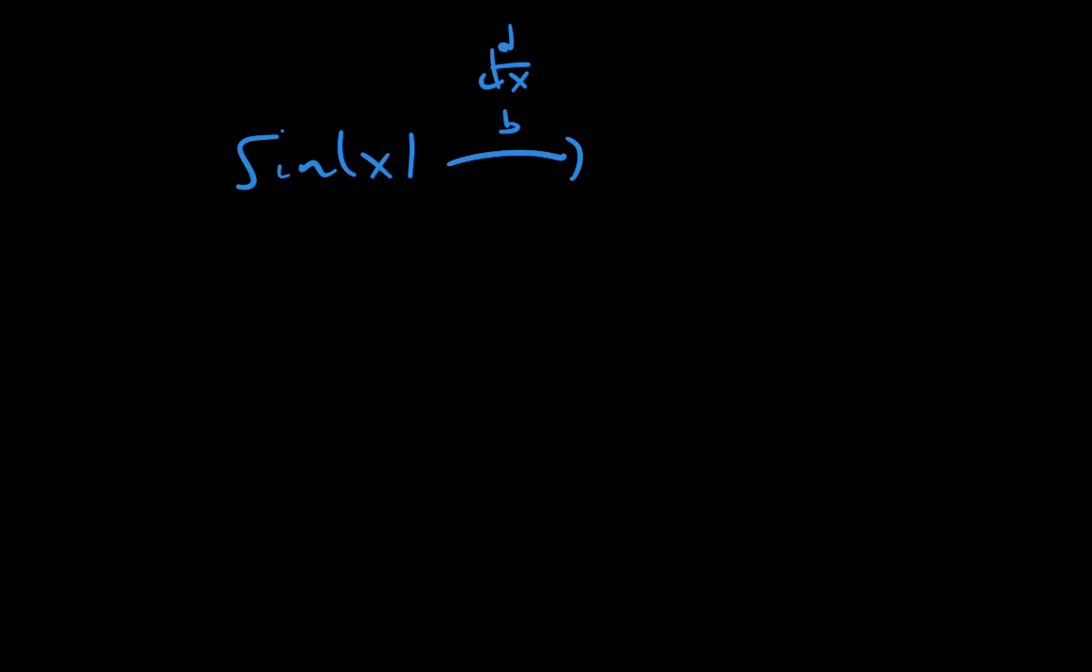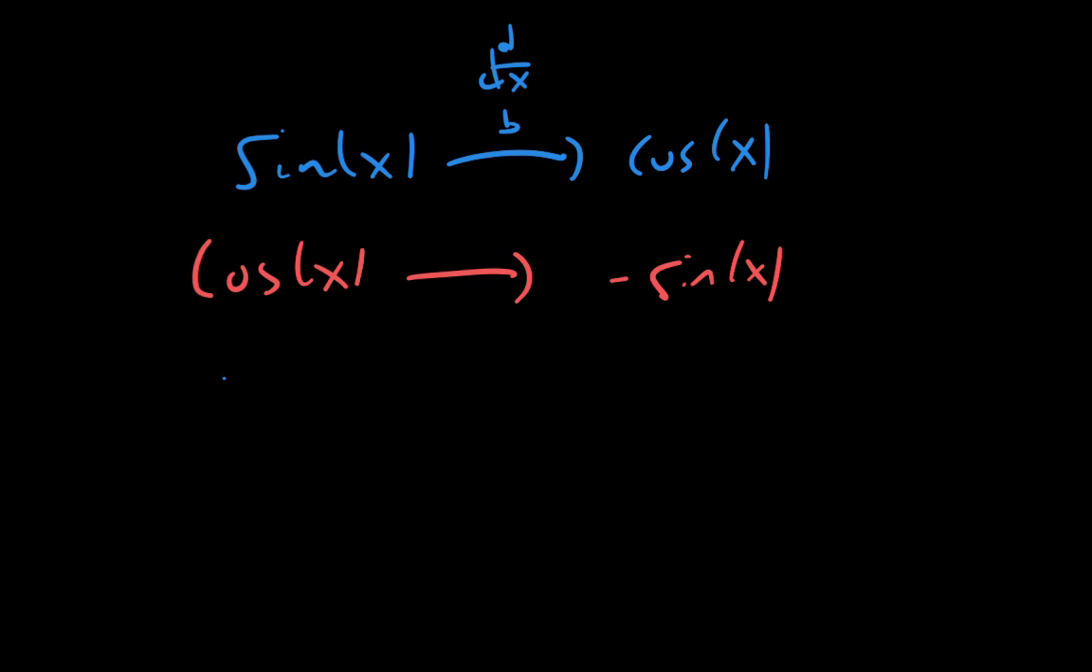Some basic derivatives, I didn't talk about them in the last one, but trig functions show up a lot. The derivative of sine of x, let this arrow be d by dx, these arrows. So we get sine of x goes to cosine x. Cosine x goes to negative sine of x, and tangent goes to secant squared. Mostly because tangent can be written as a quotient, and then you can go from there.